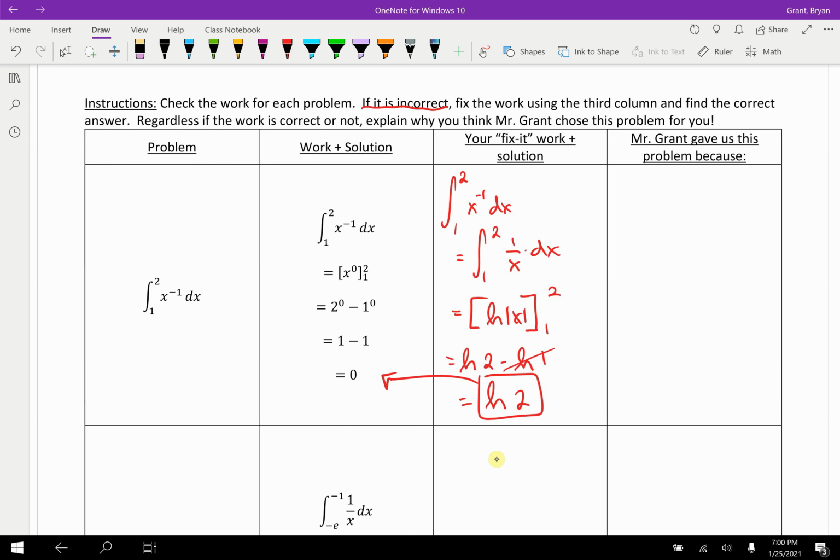Okay. You could have also seen this if you graph the equation, y equals x to the negative first, or y equals 1 over x. It looks like this in the first quadrant. Here's the third quadrant, but it looks like this. Clearly the area from 1 to 2 is not 0. That does not make any sense. So bring some logic in there, and if you made a mistake, keep working on those antiderivative rules, and I'll leave you to fill out this last column.